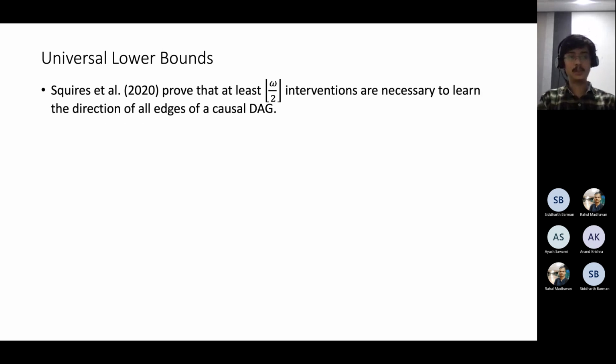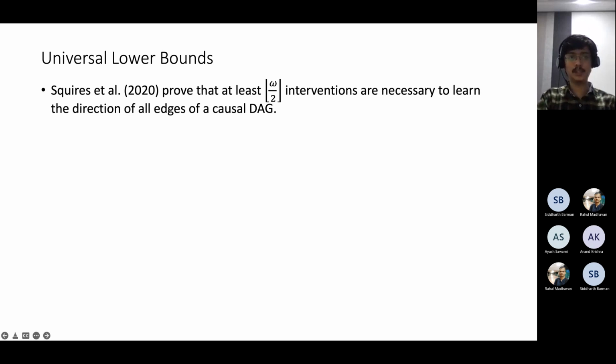Coming to the result of Squires et al., they prove that at least omega by 2 interventions are necessary to learn the directions of all edges of a causal DAG. Here, as I said earlier, I'm only focusing on DAGs which do not have any V structures. And here omega is the size of the maximum clique in the DAG.